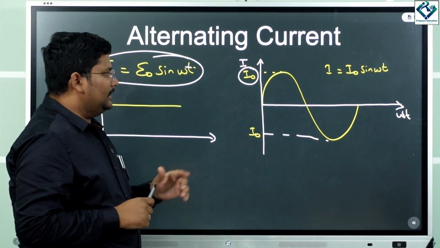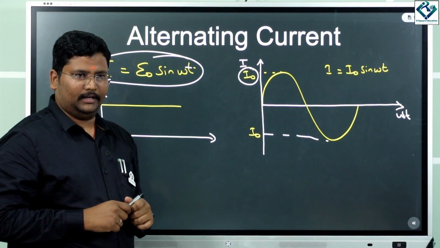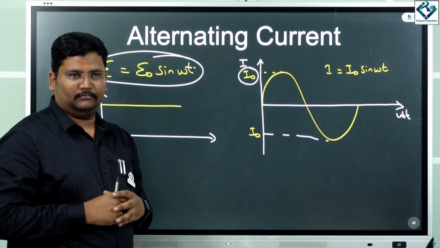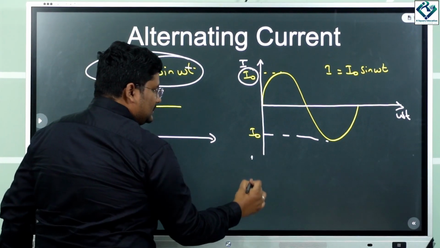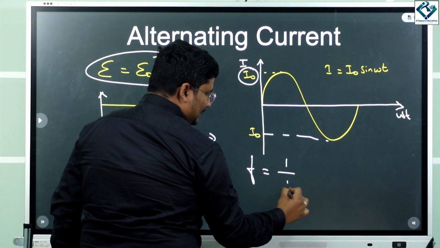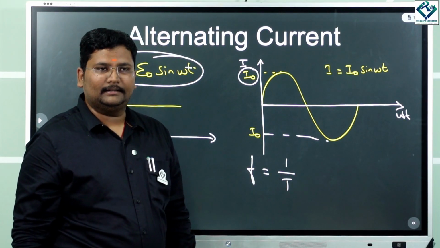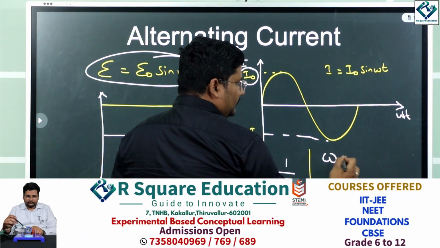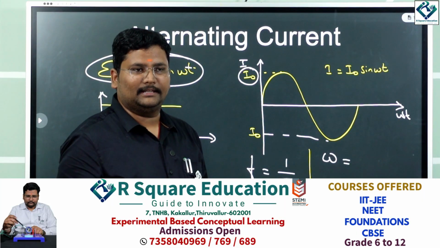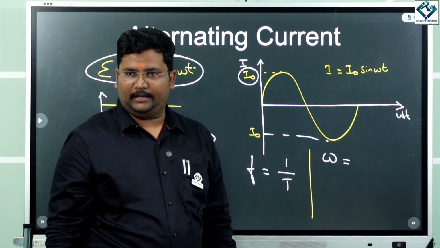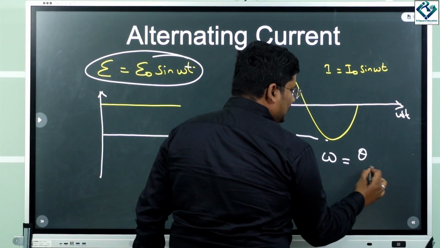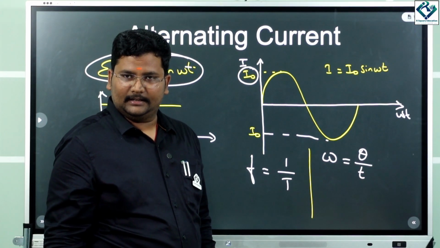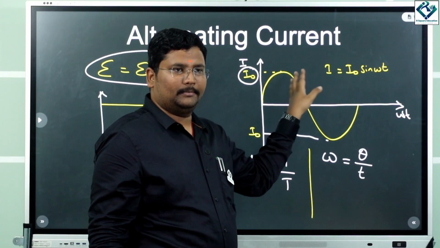Before that, whenever you have an alternating condition, we have to analyze something called frequency. Frequency is normally given as 1 by time period. And you have one more thing called angular velocity. Angular velocity is nothing but angular frequency. This is normally given as theta by t. You know this: angular displacement by time is angular velocity. So for one complete cycle, we call this a complete cycle.